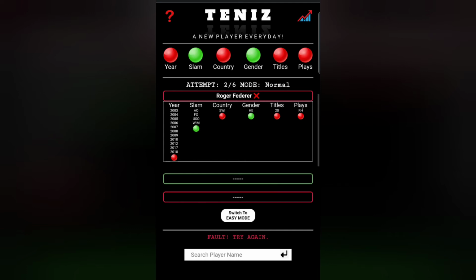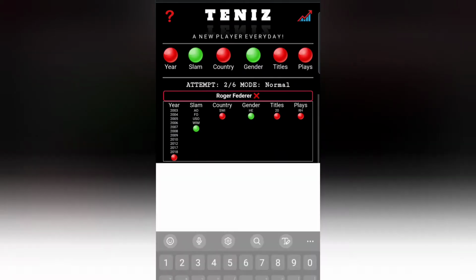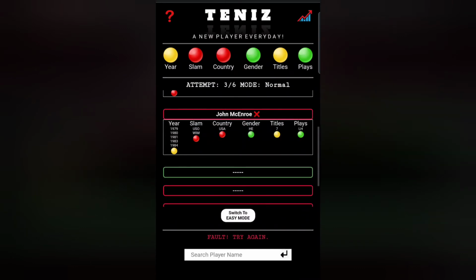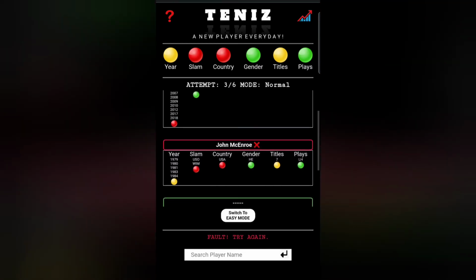I like to go for people who have not won that much in their careers. I usually go with John McEnroe, and I'll tell you the reason why. So let's now try John McEnroe. Yeah. So what you can see here is this is our second try, right? You can see Federer's attributes at the top, which was our first try, and now we have moved on to John McEnroe. So the year, like I explained earlier, is now showing in yellow.